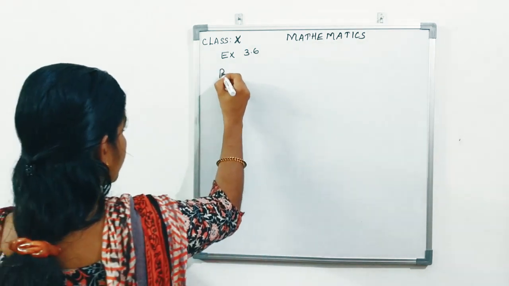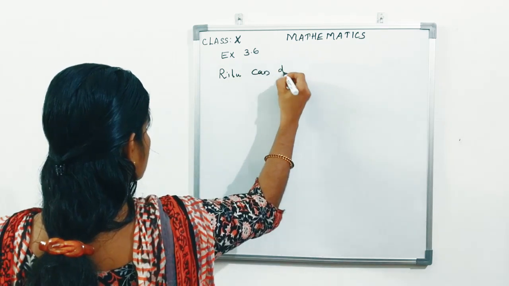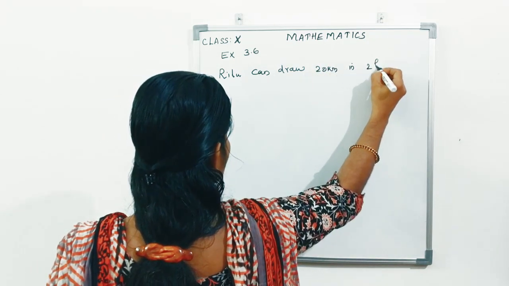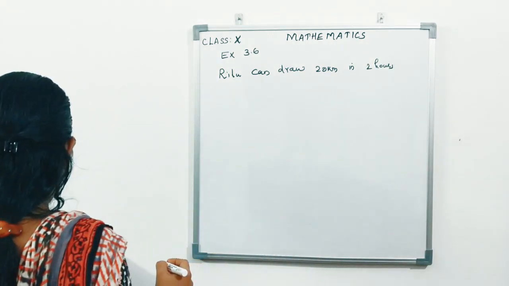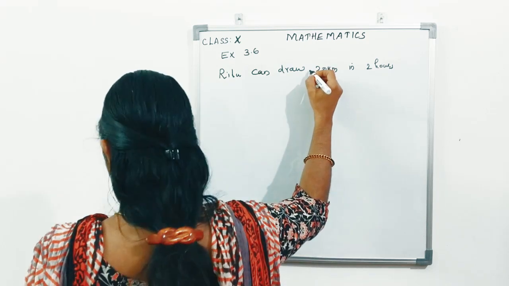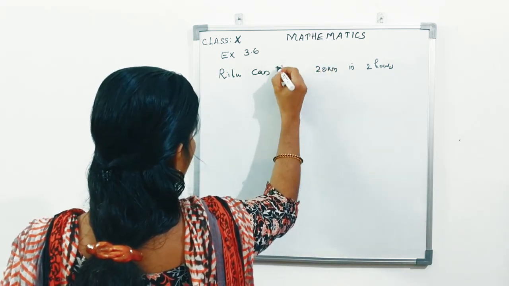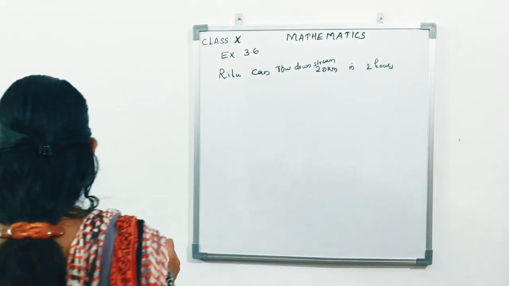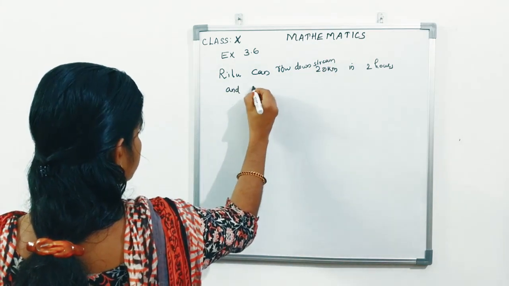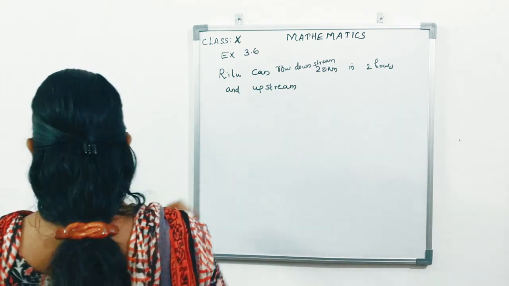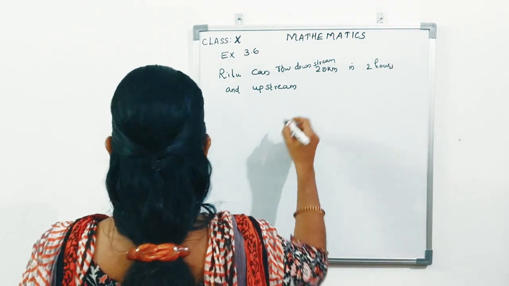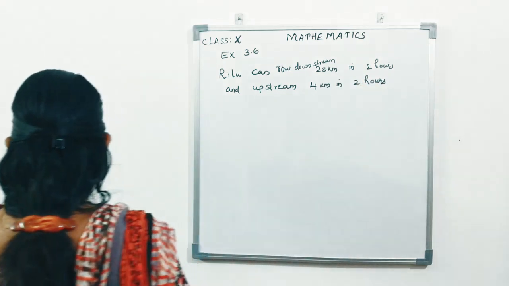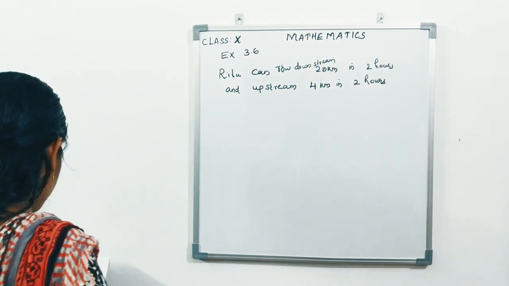Next one. Ritu can row downstream 20 km in 2 hours and upstream 4 km in 2 hours. Find her speed of rowing in still water and the speed of the current.